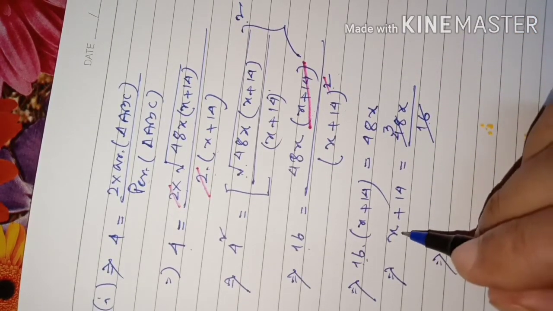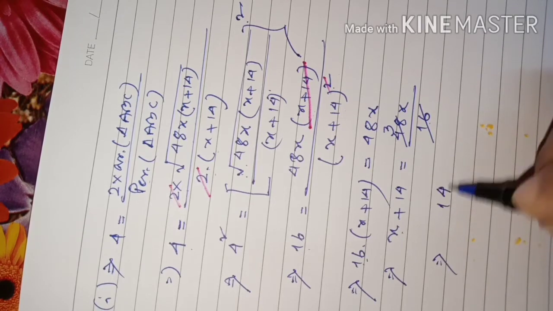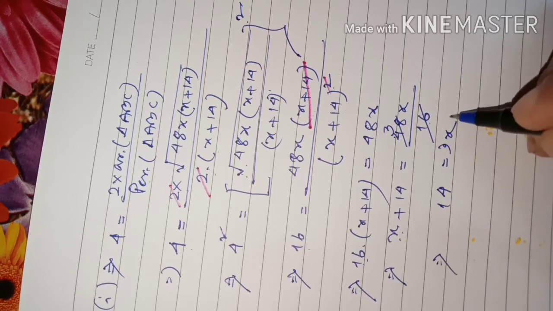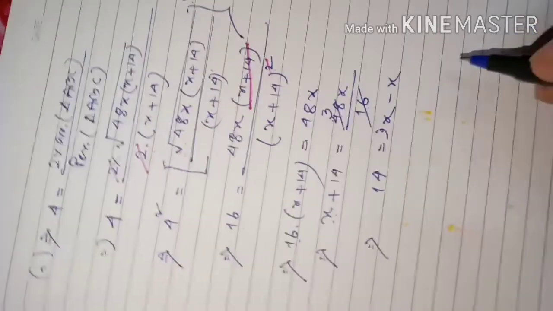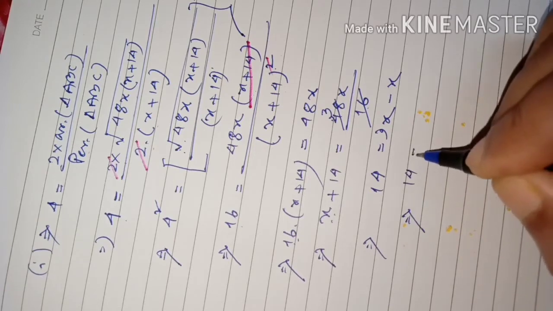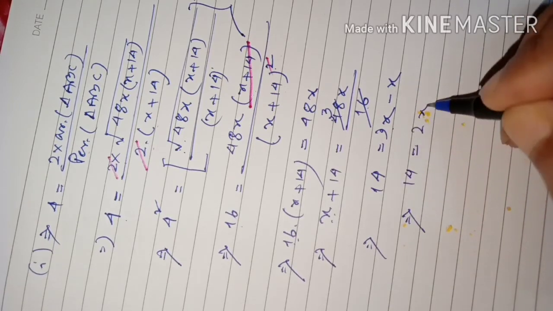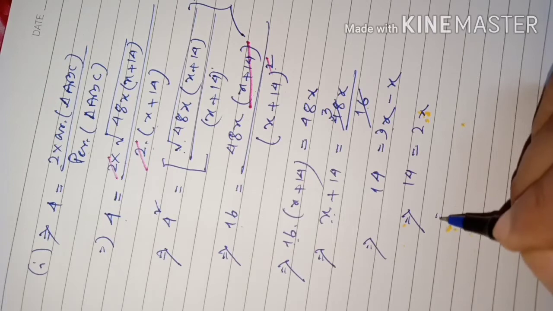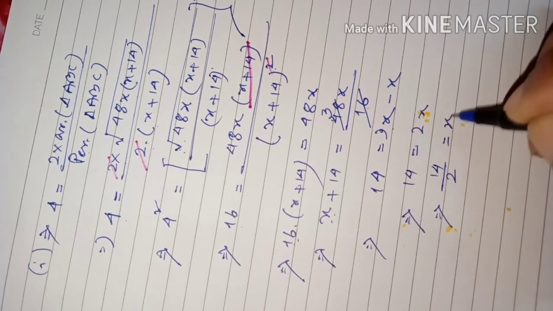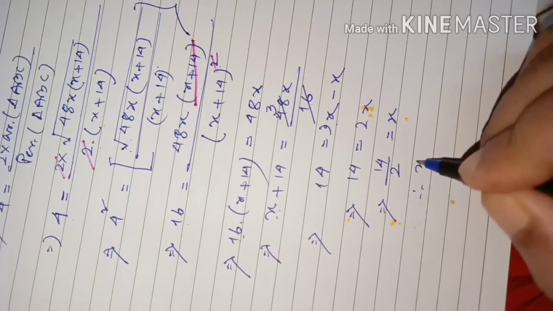This x also you take that side, this will be 14 is equal to 3 into x, then this x comes here minus x. So you get here 14 is equal to 3x minus x, twice x. So from here 2 you take to the left hand side, 14 by 2 is equal to x. Therefore x is equal to 7.